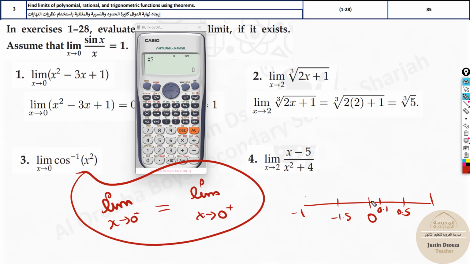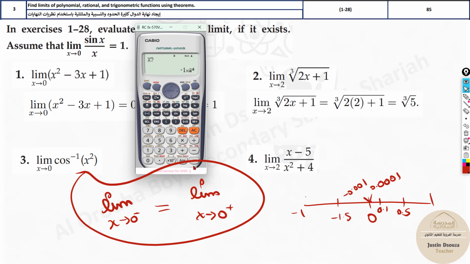Here, the closest value would be something like 0.0001, isn't it? Same way, the left side would be negative 0.0001. So select one of those values. I will put calc, and since I'm starting from the left side, I'll put negative 0.0001. Press equal to. What's the answer? It is almost 1. Just consider the whole number 1.